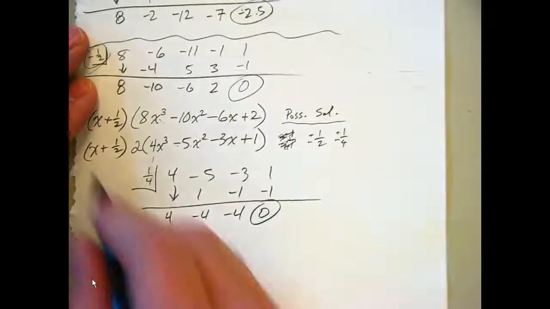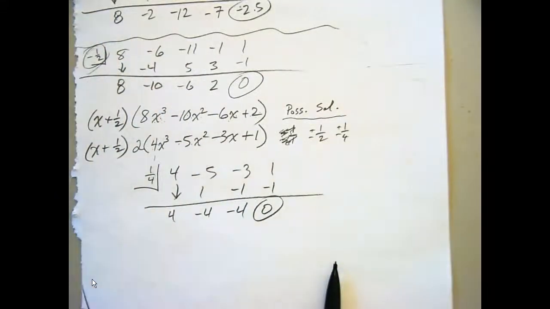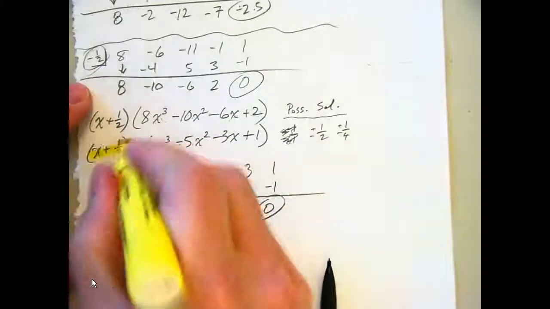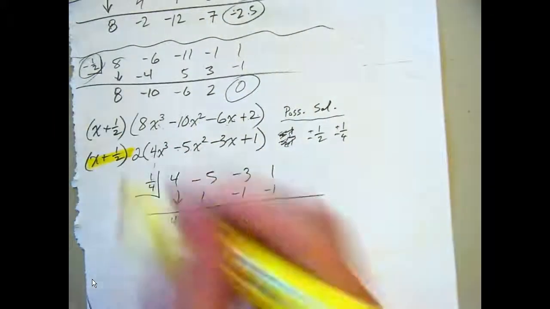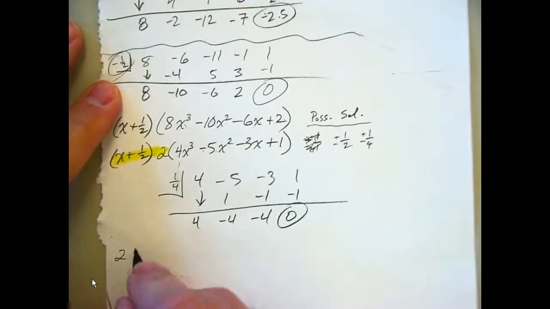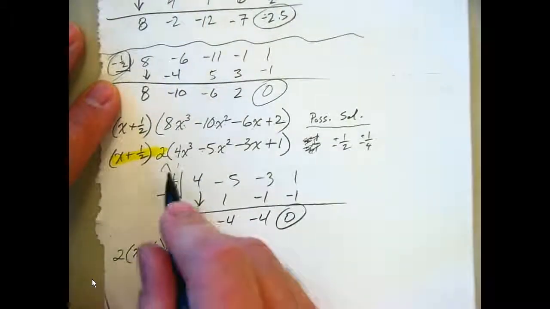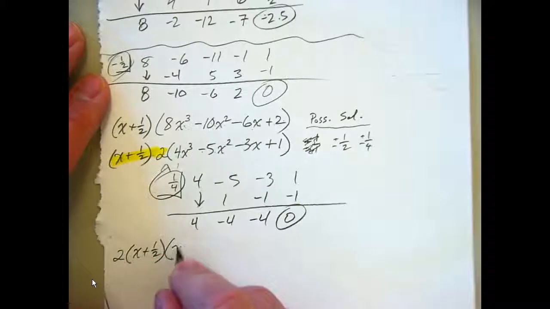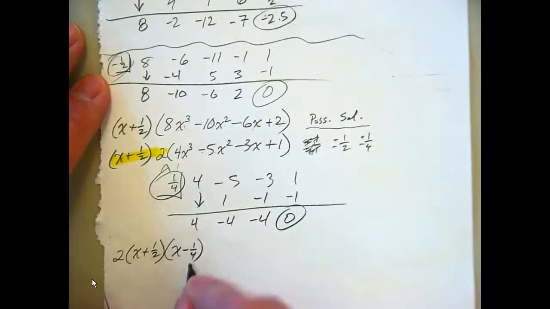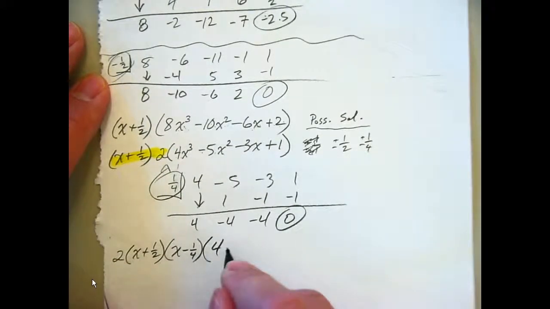So we now have this. Stay with me here. We're almost done with the problem. We have that piece as well as the 2. And I'm going to just move the 2 out in front of it. 2x plus 1/2 times, how do we write this as an expression? X minus 1/4 times 4x squared.